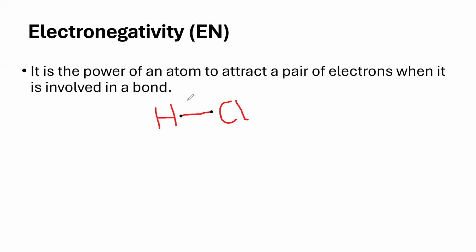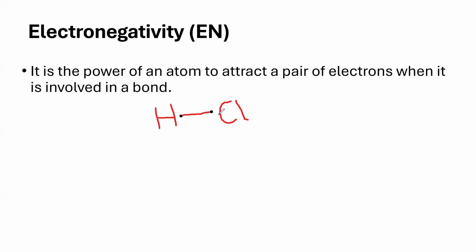Sharing means each atom will take these two electrons for some time, and then the other one will take these two electrons for some time. Whether they share the pair of electrons equally or unequally depends on what is called electronegativity. The atom that has more power to attract electrons will take this pair of electrons for more time than the other. So the electronegativity is the power to attract this pair of electrons.